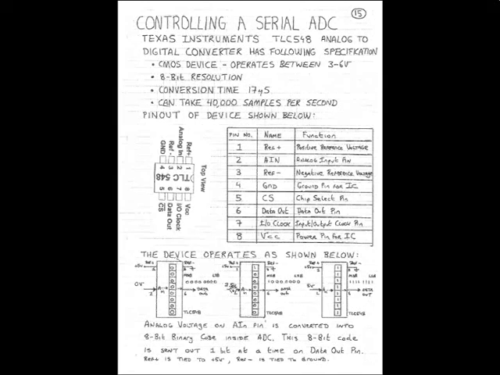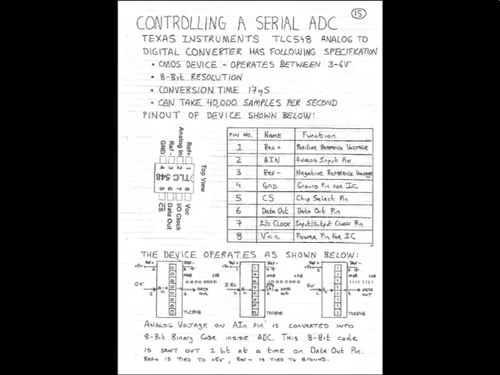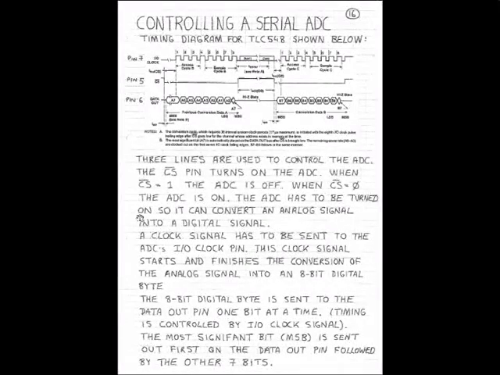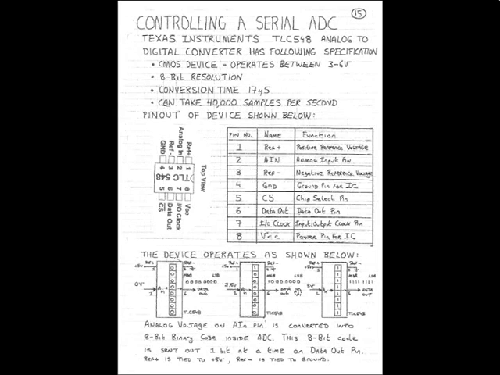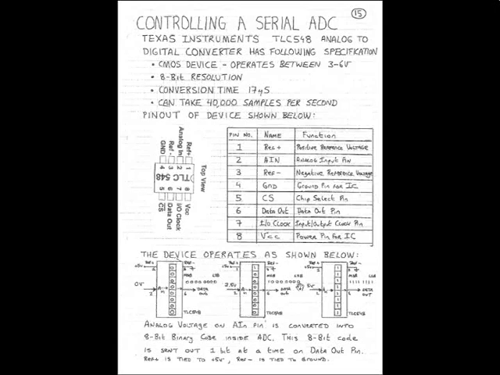What if I had 2.5 volts? Well, if I had 2.5 volts, that would be represented by 1000 0000, and that would be coming out here on the data output. And again, we can see that this 1 is the most significant bit just here, and the least significant bit is here. So 2.5 volts would be represented by 1 and 7 zeros, and 1 and 7 zeros will be sent to the PIC microcontroller.